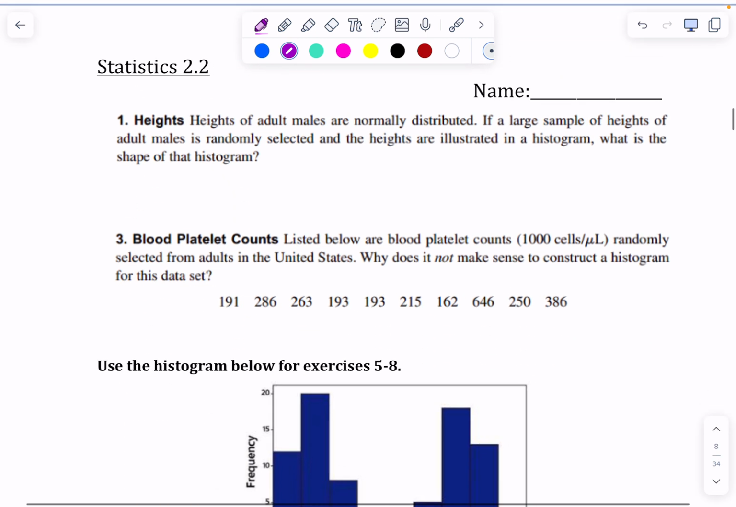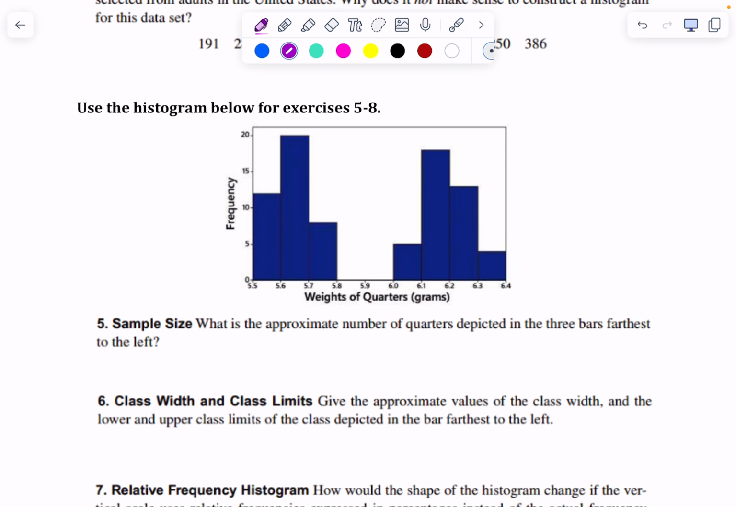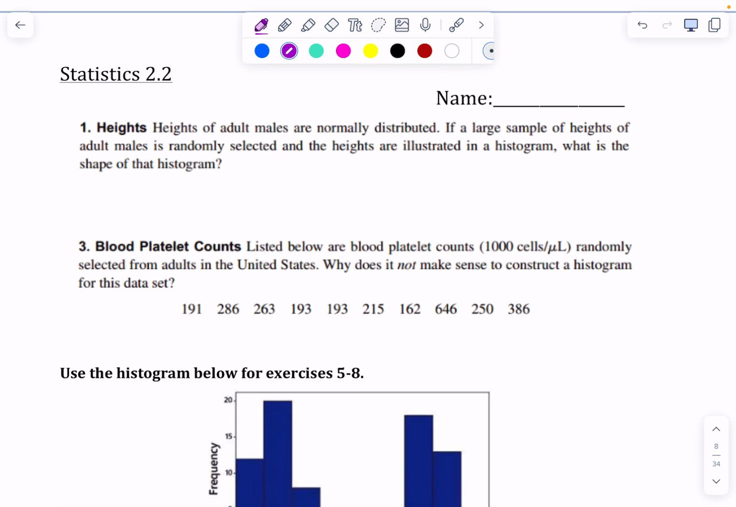Okay, so as far as homework, here you go. You have number one. Heights of adult males are normally distributed. Got it. I'm drawing this picture in my brain.